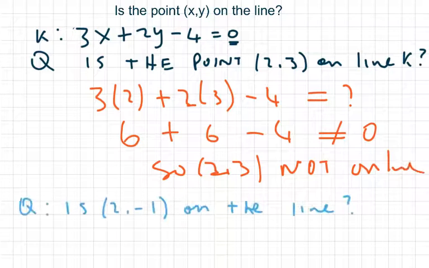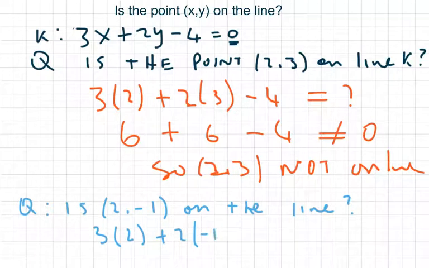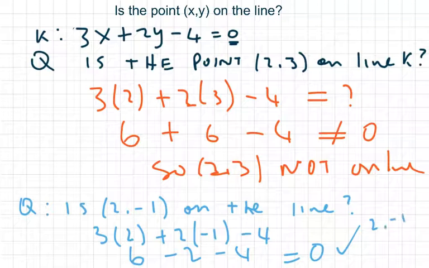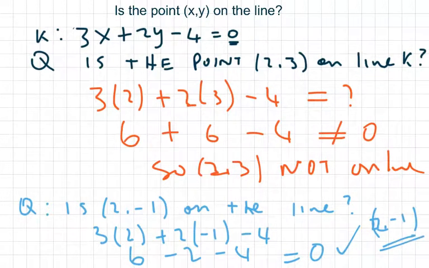Okay. Now let's check if the point 2 comma minus 1 is on the line. So the equation is 3 times x, and x is equal to 2, plus 2 times y, and y is equal to minus 1, minus 4. Is that equal to 0? So we're going to get 6 minus 2 minus 4, and that is equal to 0. So yes, the point 2 comma minus 1 is on the line. That's how we check that.